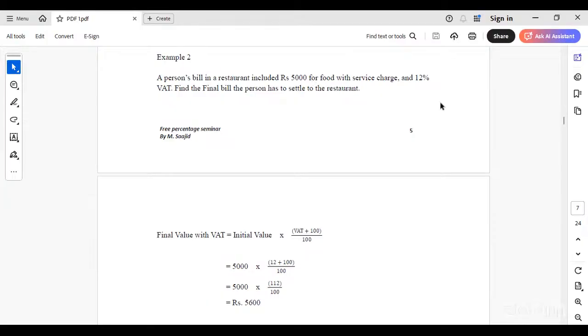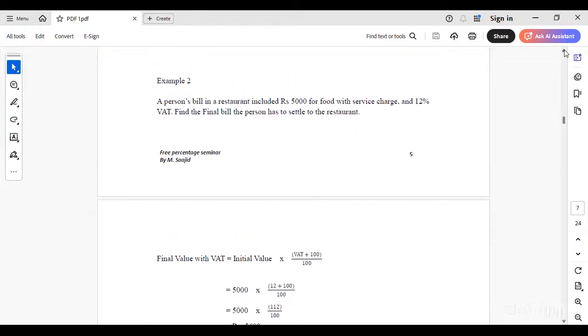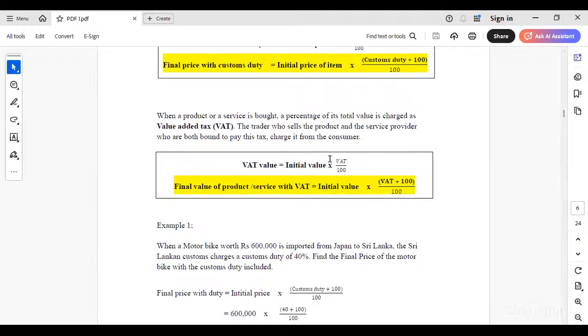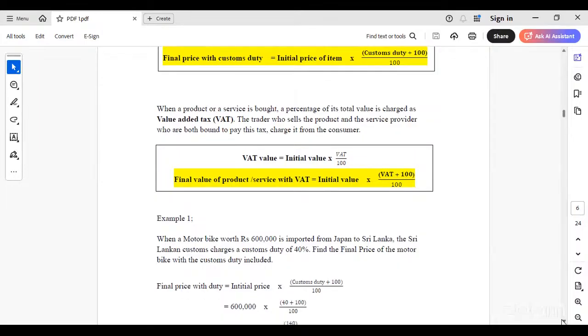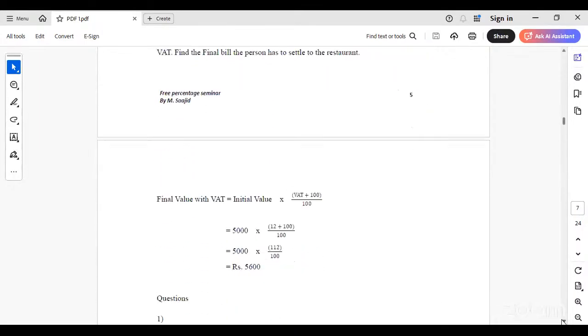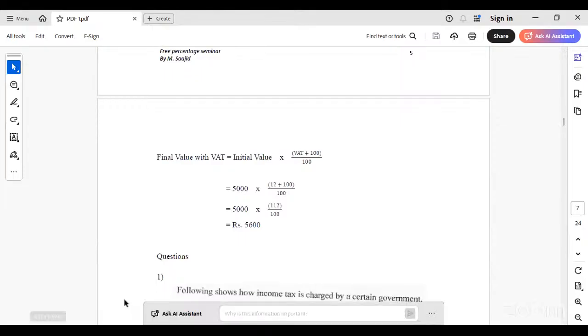They ask to find the final bill the person has to pay with the VAT. Now in the two VAT equations, which equation should you use, the first one or the second one? They don't ask for the VAT value only, but they ask for the final value of the product or service with the VAT. So you have to use the second equation, right? You can see this on page number 6. Final value with VAT is equal to the initial value times VAT plus 100 over 100.